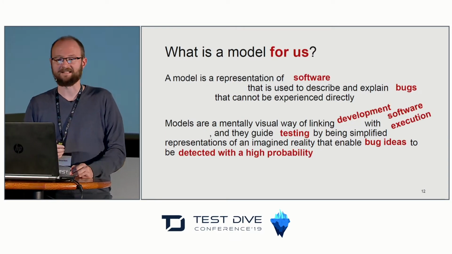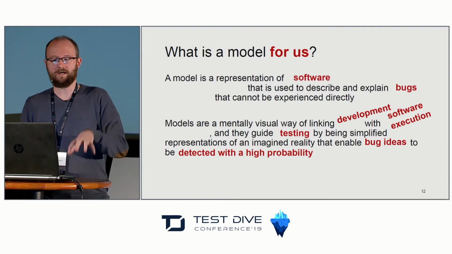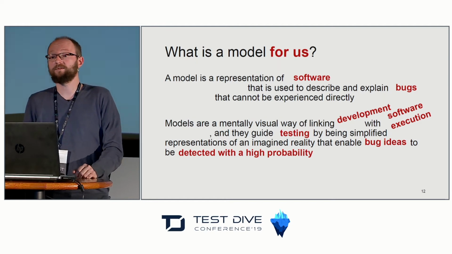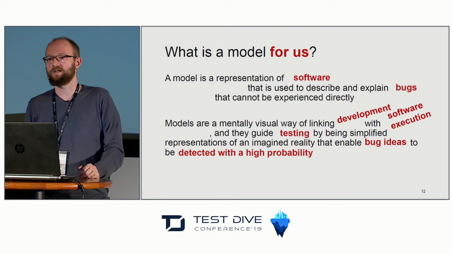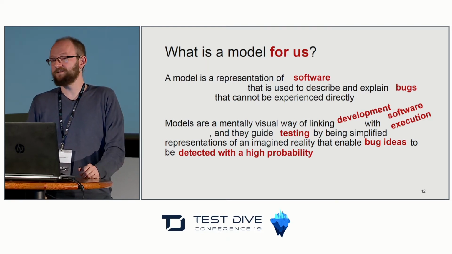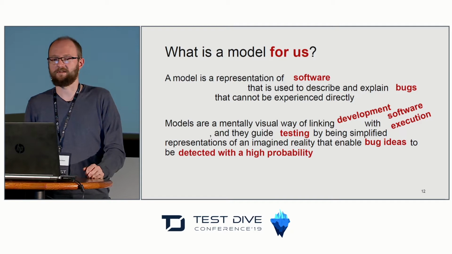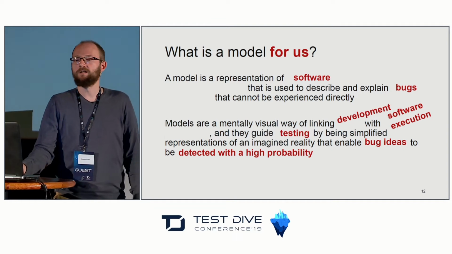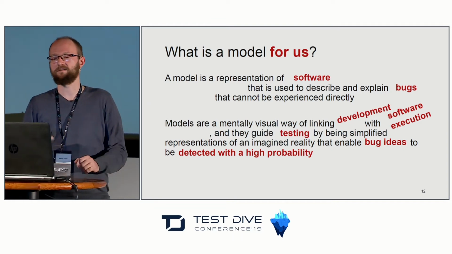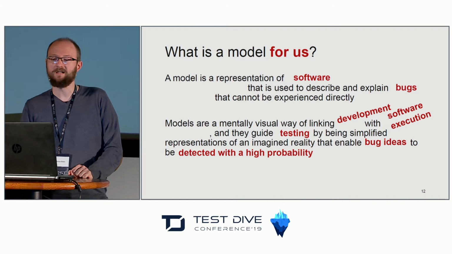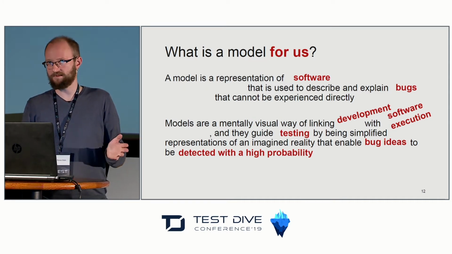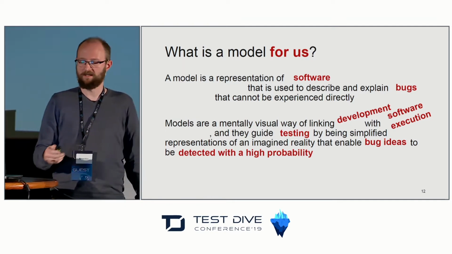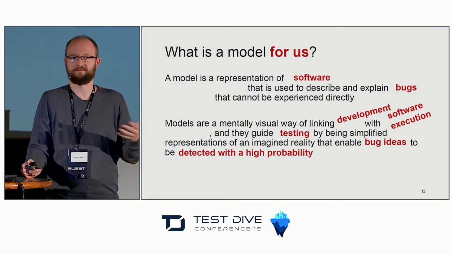So what is a model for us? We would like to have a model which represents our software, that can be used to describe and explain bugs, because that's what we are paid for. That cannot be experienced directly, which is quite a trivial and obvious thing. And we want them to be this visual way of linking development with execution, so that they guide us by being simplified representations of this reality that enable bug ideas to be detected. That's our goal. This is a model for us. That's how we should understand a model when we want to create one of these models.